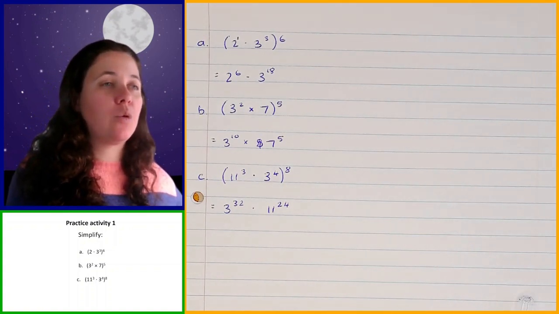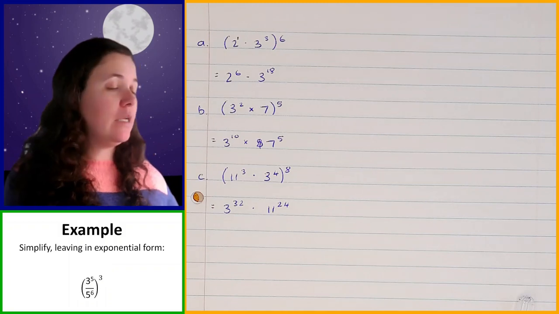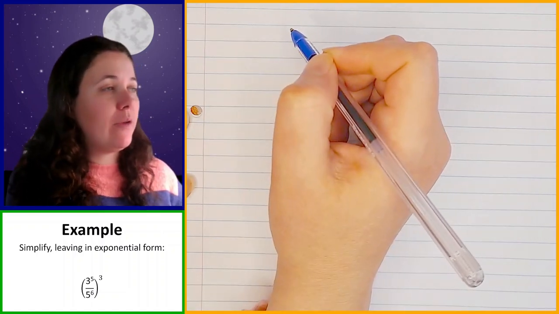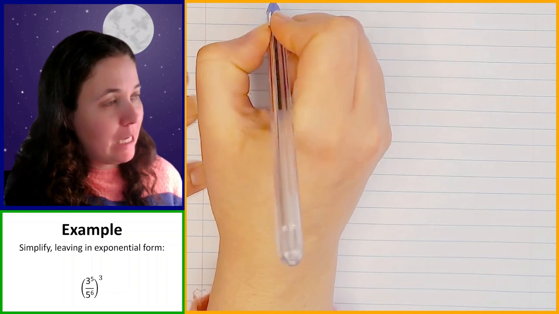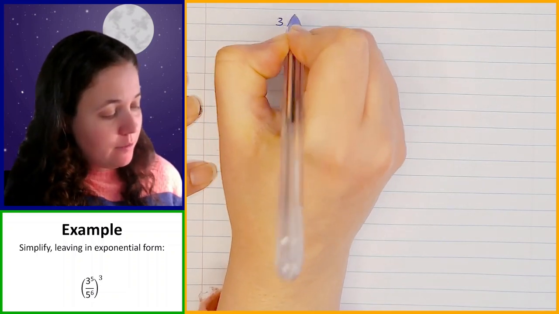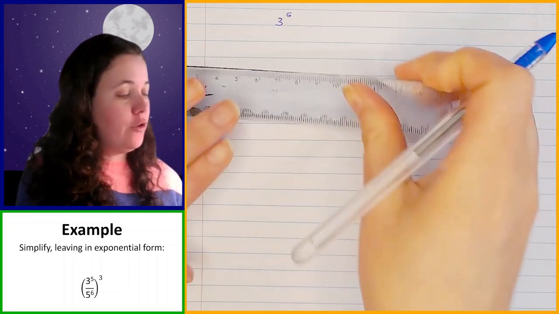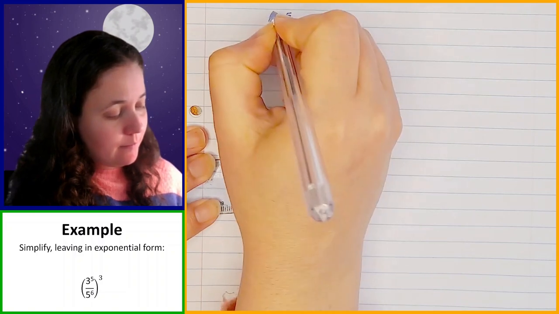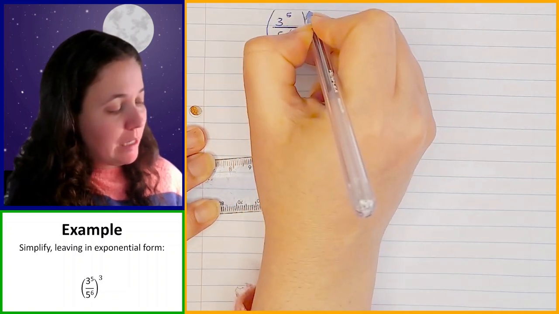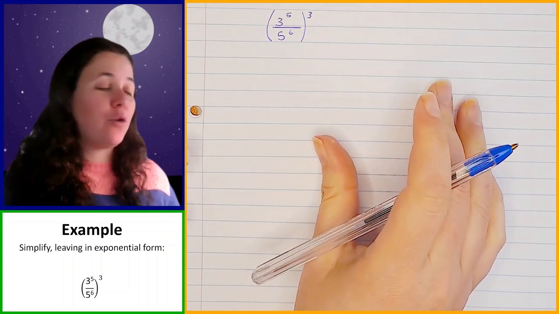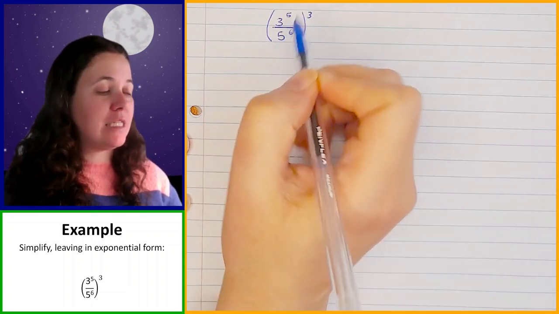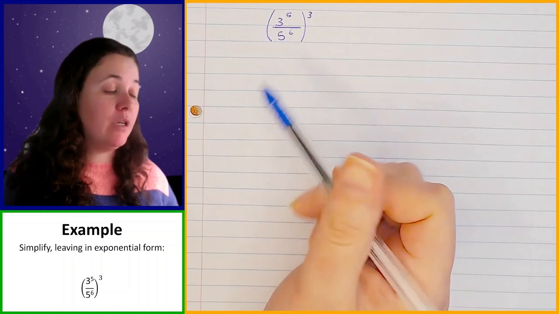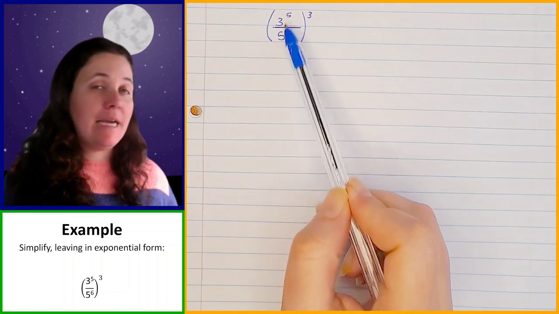Right, now let's have a look at the next example. Now in this example, you can see that we've got a fraction. So we've got 3 to the power of 5 over 5 to the power of 6. And that is all being raised to the power of 3. Okay, so now the good news is our rule works exactly the same for fractions as it does for products. So exactly what we did when we were raising a product to a power, we're going to do the same thing. These are also going to act as factors.